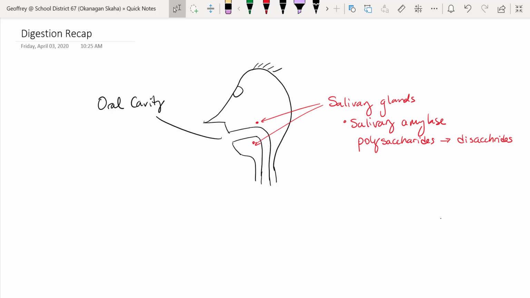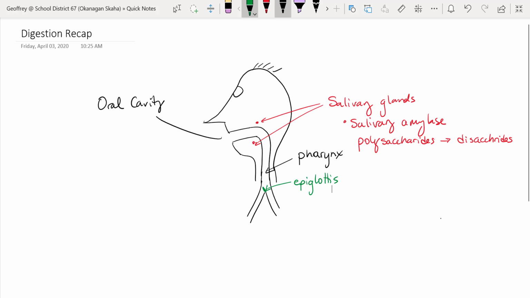All right. So moving down, we have our food bolus going past our mouth, going into our pharynx, and our pharynx is like our throat, and then it leads down into the esophagus. Now remember, don't forget we've got our epiglottis right here, and this is going to prevent food from going down into our trachea so we don't choke and die.